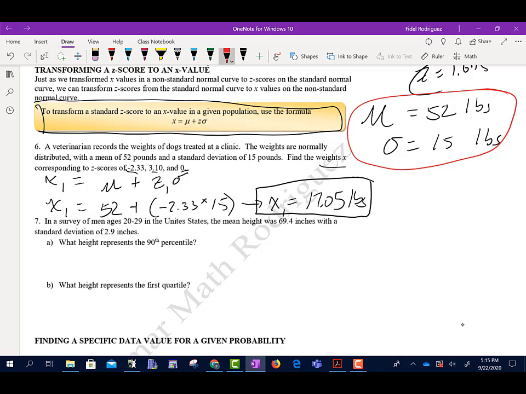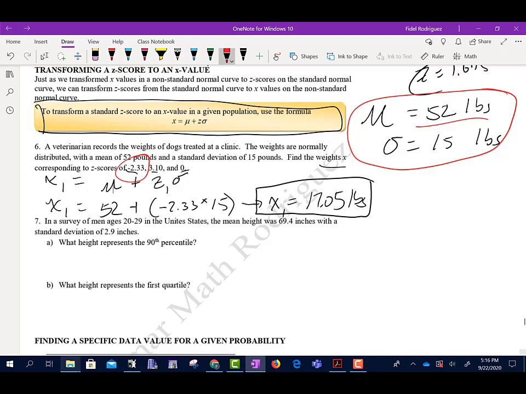So we know that this dog, compared to the average, weighs much less, right? And because he weighs much less, look at his z-value. His z-value was a negative 2.33, right? Because he weighed much less. So he was 2.33 deviations away from the mean.